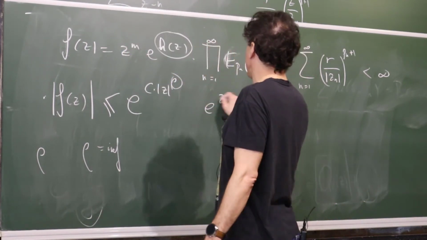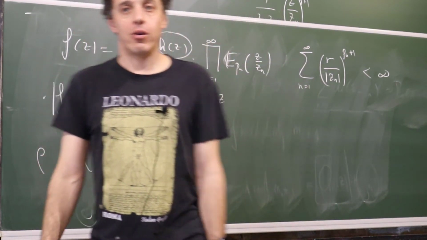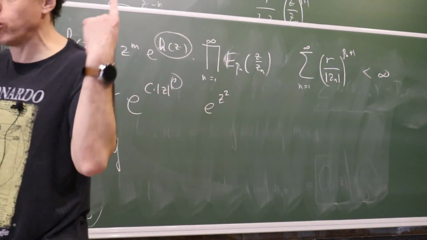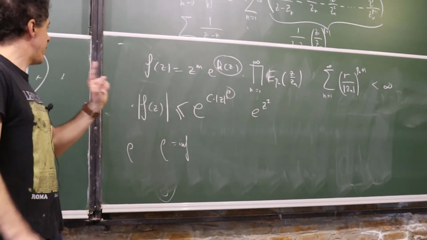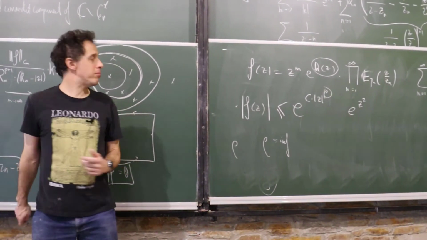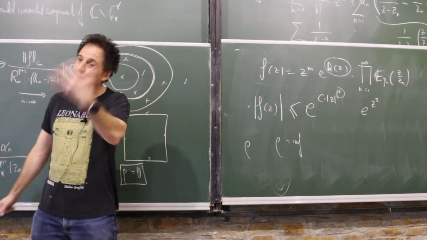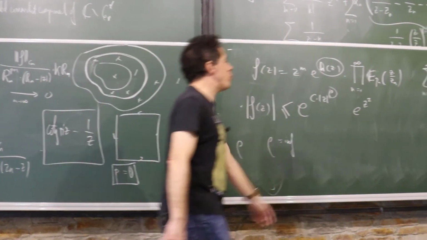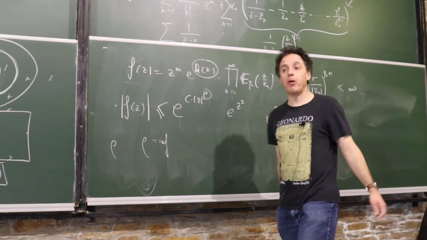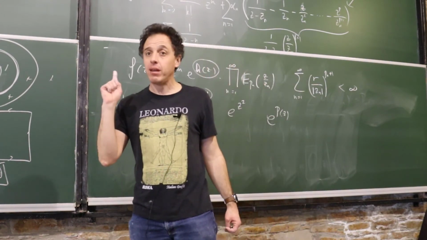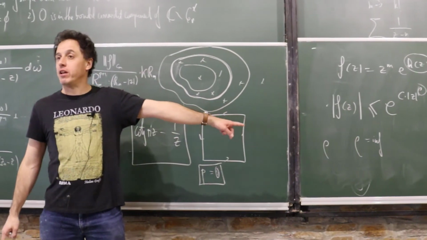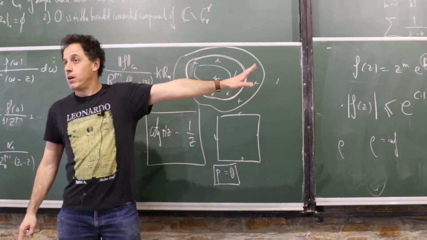For instance, the exponential function has order 1, or this function here has order 2, or the sinus has order 1. It's a function of exponential order 1. And a polynomial has order 0 always. If you take the exponential of a polynomial, any polynomial of degree p, the exponential of a polynomial is an entire function of exponential order p at infinity.